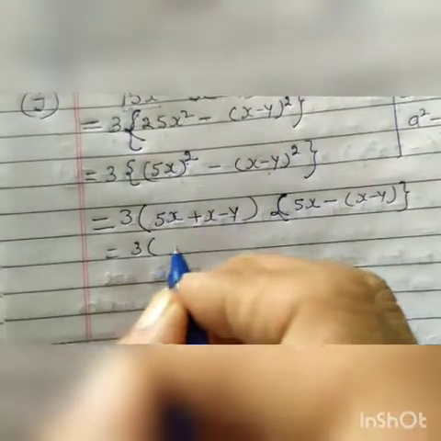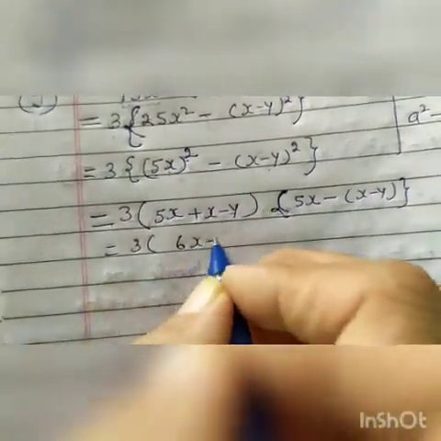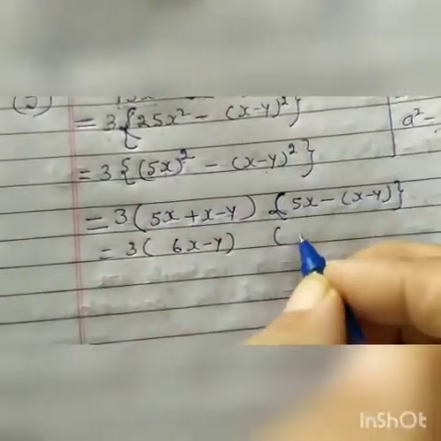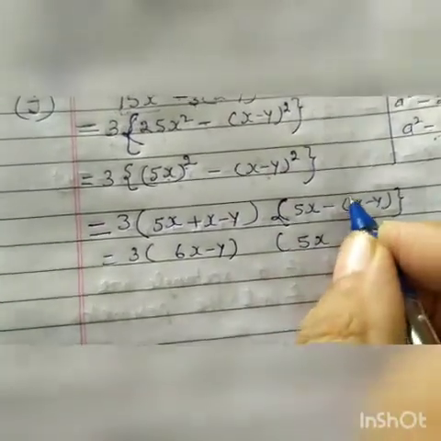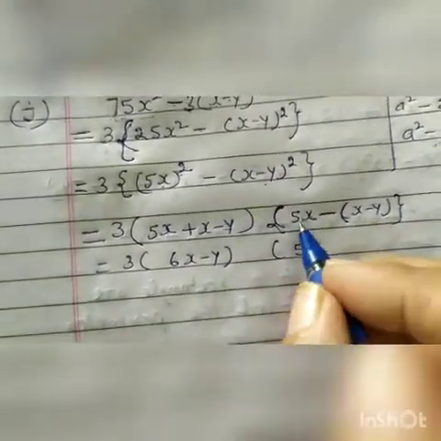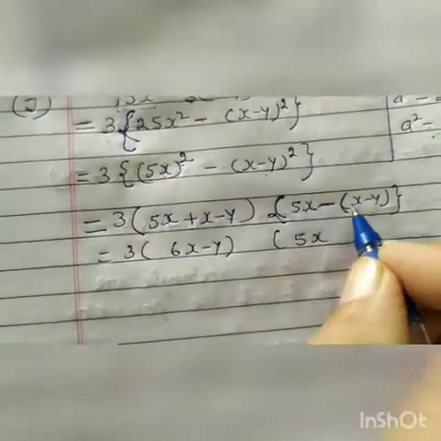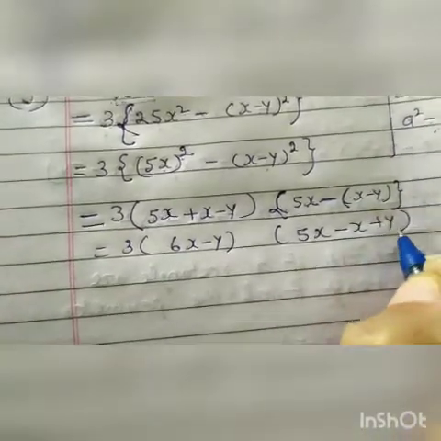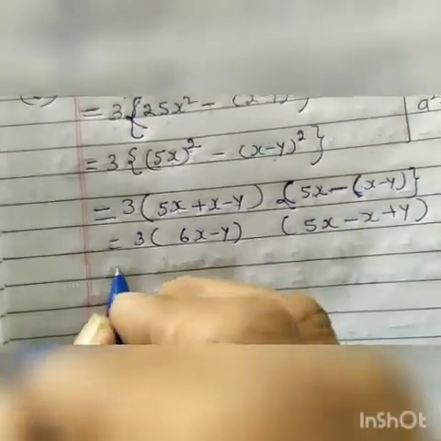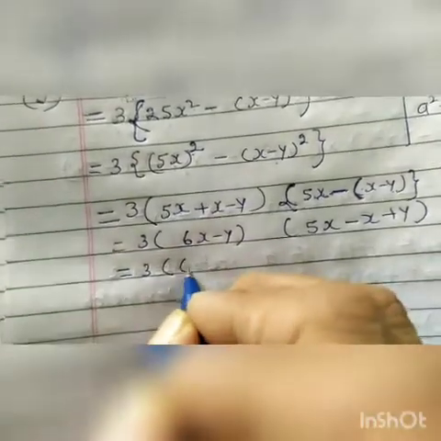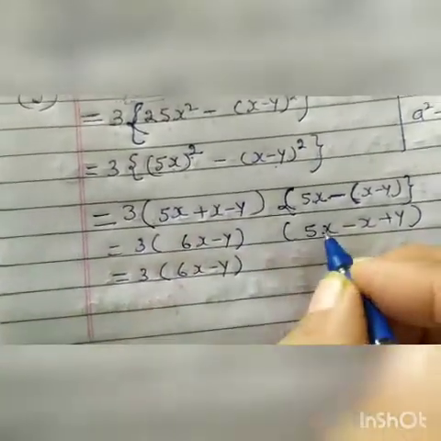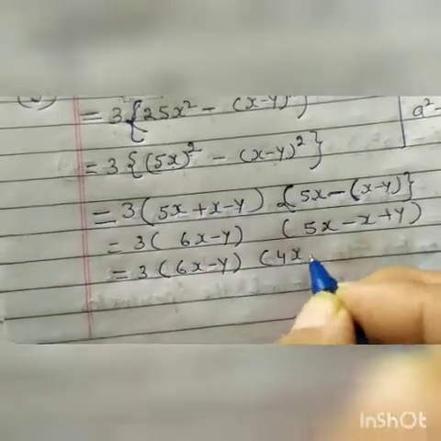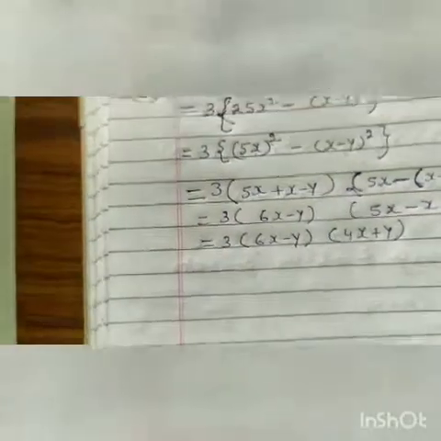Then 3 into 5x plus x, 6x minus y. Now solve this bracket, simplify 5x. Out of this bracket there is a minus sign because it is a minus b. Then it will become minus x and plus y, because out of this bracket there is a minus sign. So we will write it 3 into 6x minus y, 5x minus x, 4x plus y. Clear? Now come to next part, K.